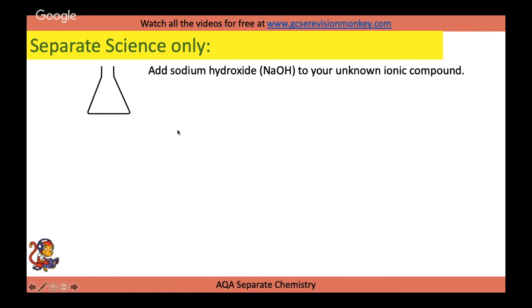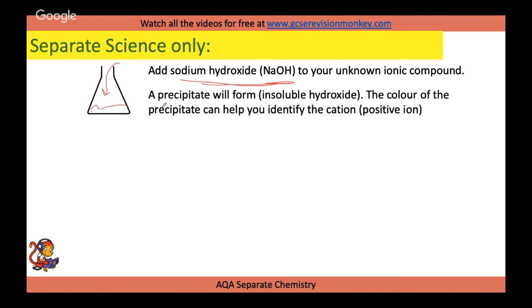If we didn't do a flame test, there are other tests that we can do for testing for metal ions. So this is the first one, adding sodium hydroxide to your unknown compound. So you'd put some compound in there, add your sodium hydroxide, and a precipitate will form. Okay, a precipitate will be a solid because it's insoluble, and it'll be an insoluble hydroxide. The colour can help you identify the cation. So a copper precipitate would result in a blue colour.